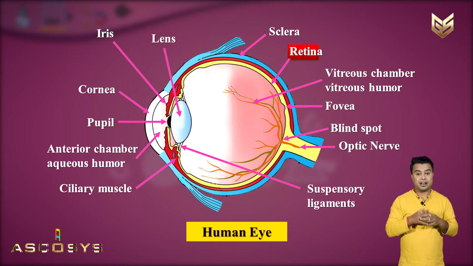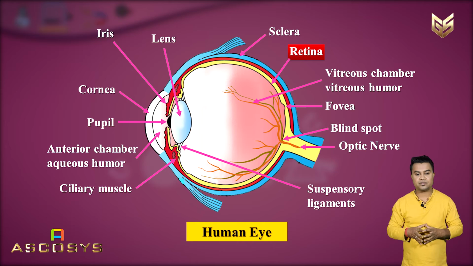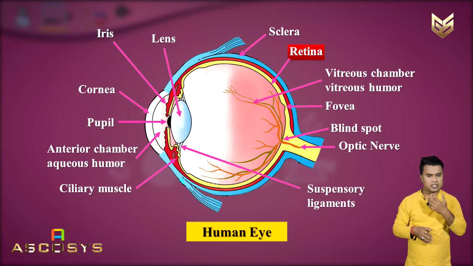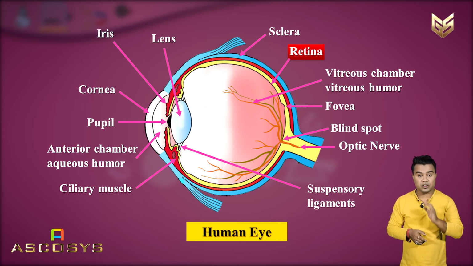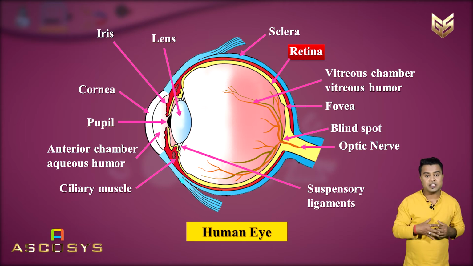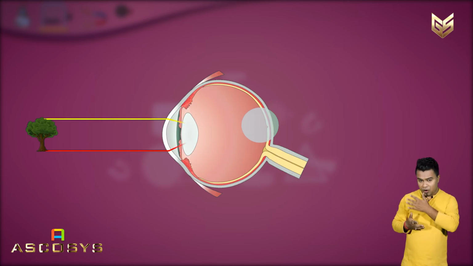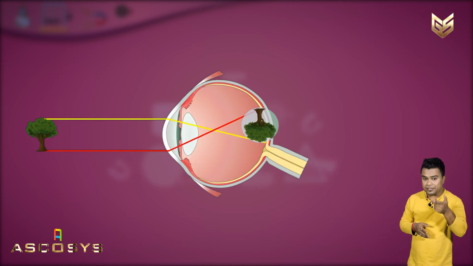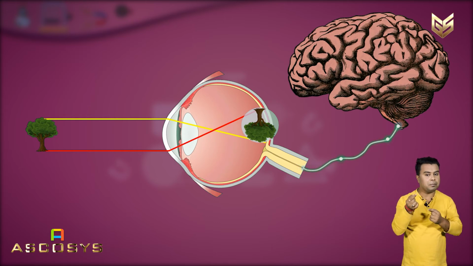Now we have the retina. This is a screen where the image is formed. So what is there on the screen actually? It is at the back of your eye. At the back of your eye you have rods and cones. These are called photoreceptors. They receive the image, form the image on the screen, that is on the retina, and send the signal through the optical nerve to the brain, and the brain receives it.